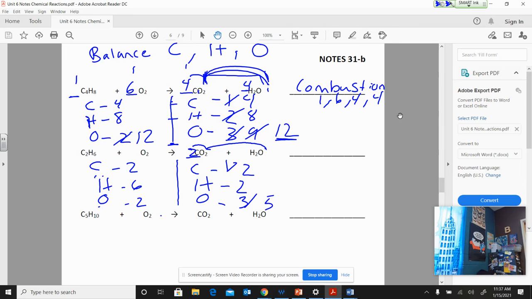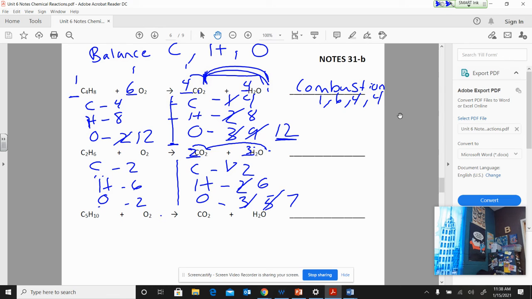Let's move into hydrogen. Hydrogen over here is 6, and hydrogen over here has 2. What times 2 is 6? Put a 3 in front of it. So 3 times 2 is 6. Right, there we go. That also changes my oxygen. So I have a 3 times 1, that's 3, plus the 4 I already had. So 3 plus 4 is 7.